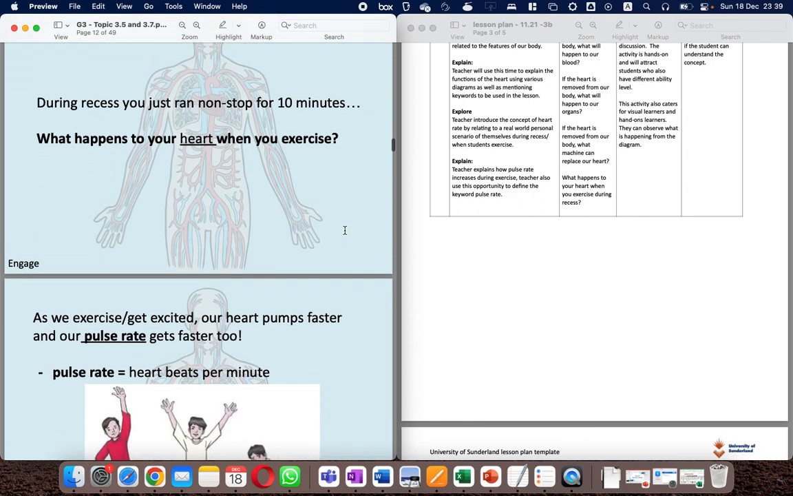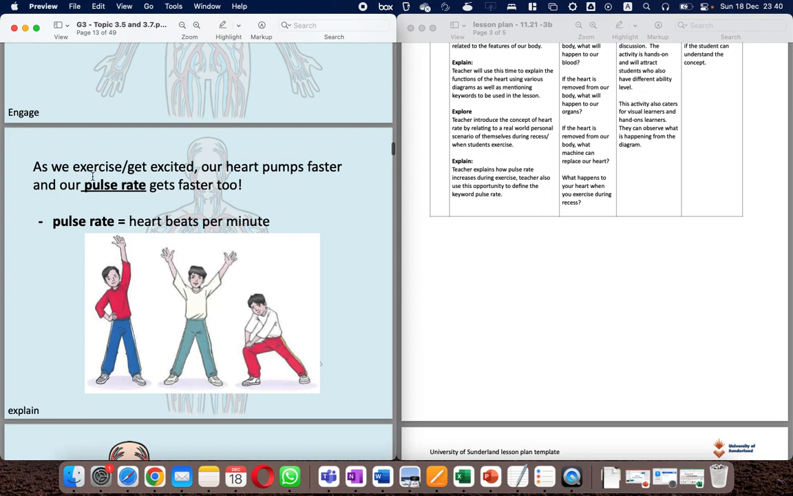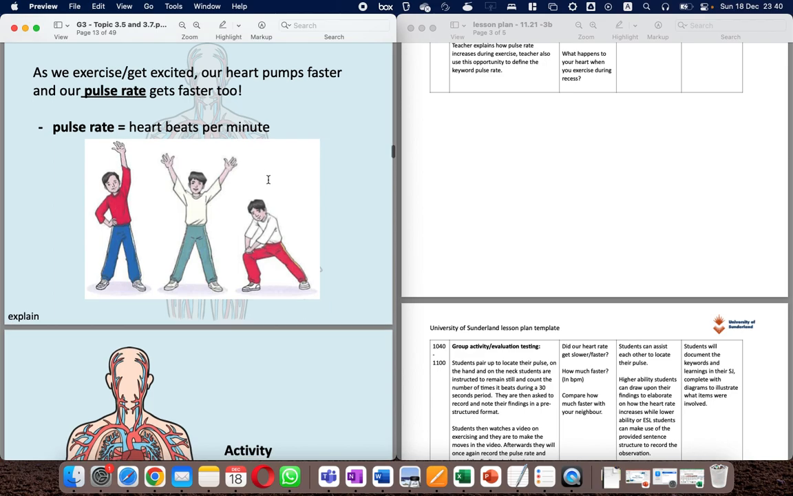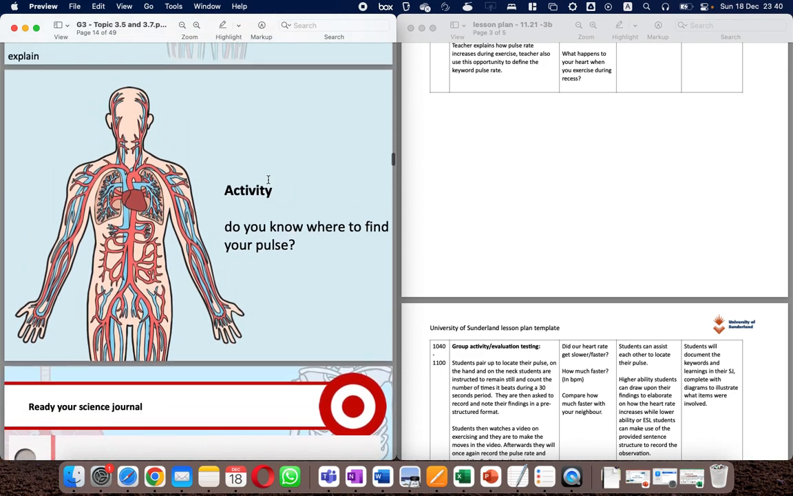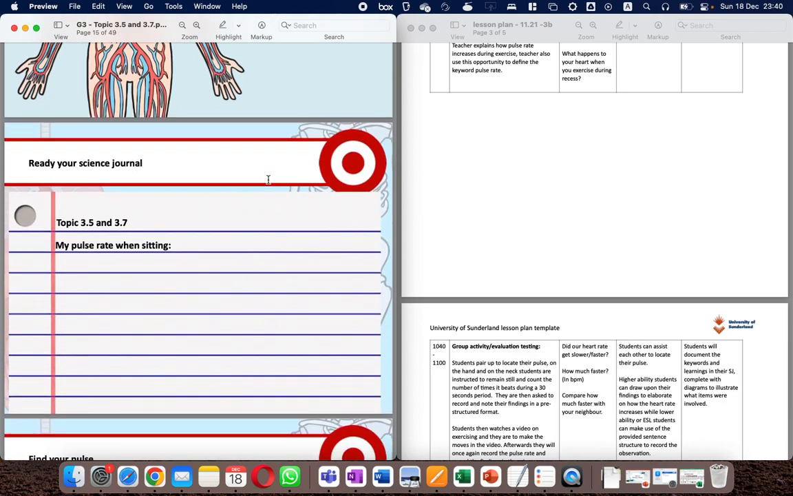So after they have some sharing and some discussions, yes, we tell them it affects something, it pumps faster. And when we say it pumps faster, it means a faster pulse rate. So pulse rate is the heartbeats per minute. Now, of course, many of them will have no idea what it is, so we want to go back into exploration and get this group to do an activity.